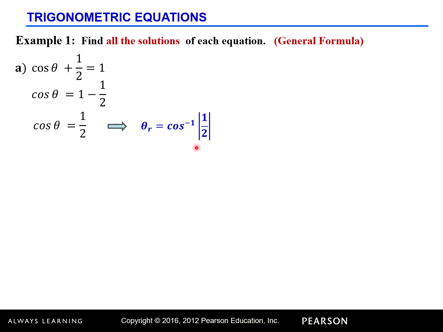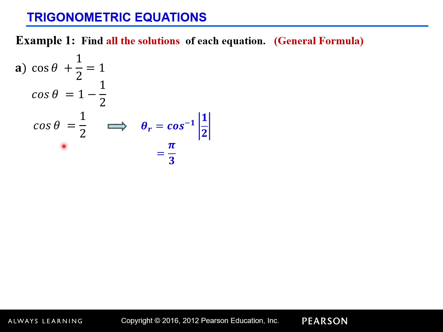Now you're going to use the calculator to find this, and you will put your calculator in radian mode. Enter shift cosine of positive 1/2, which will give us pi over 3. You can check that in the calculator. Then you will use this reference angle to find the angles.